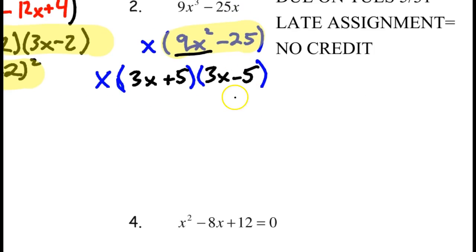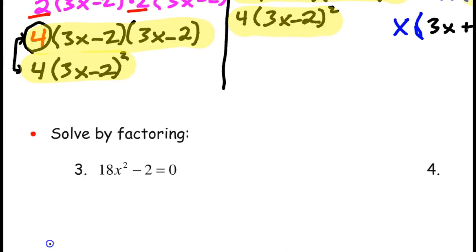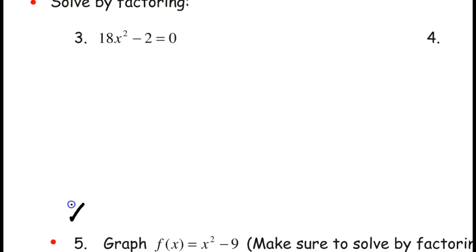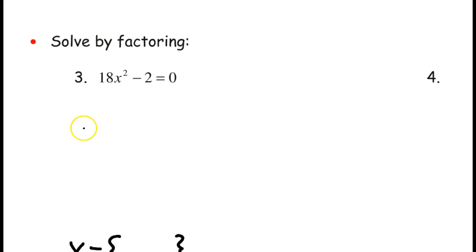All right, let's go down to number 3. Do the solving by factoring. So now there's an equal 0, so our end result will be 2 x-intercepts. I have 2 answers at the end, and if I graph it, that's where they cross the x-axis.